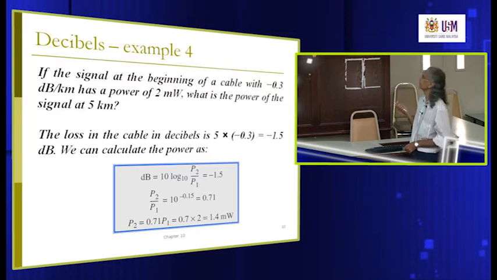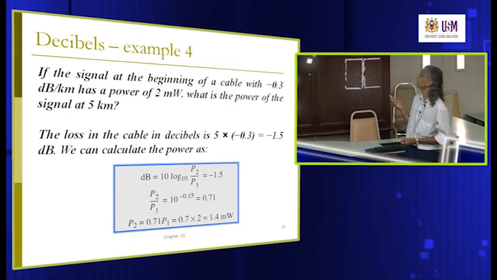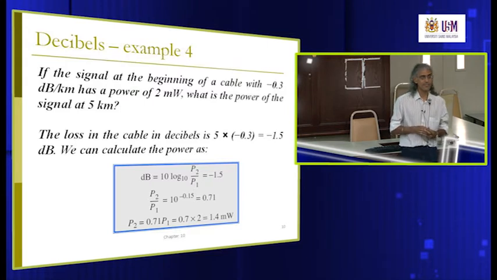So if 1 kilometer attenuation is -0.3, then 5 kilometers means -1.5 attenuation, right? So this value is now -1.5. What we want to know is, P1 we know is 2 milliwatts. We want to find out what's the value for P2 at the end of the 5 kilometers. So put in the values and make the calculation, then this is the answer you get. Right? So P2 in this case is 1.4 milliwatts. So from 2 milliwatts, after traveling 5 kilometers, the signal strength has been reduced to 1.4 milliwatts. Right? And how much it reduces is based on the standard attenuation given for the cable itself. So if the attenuation of the cable is higher, it means that the signal will lose strength faster. Right? If the attenuation is low, it'll be better.